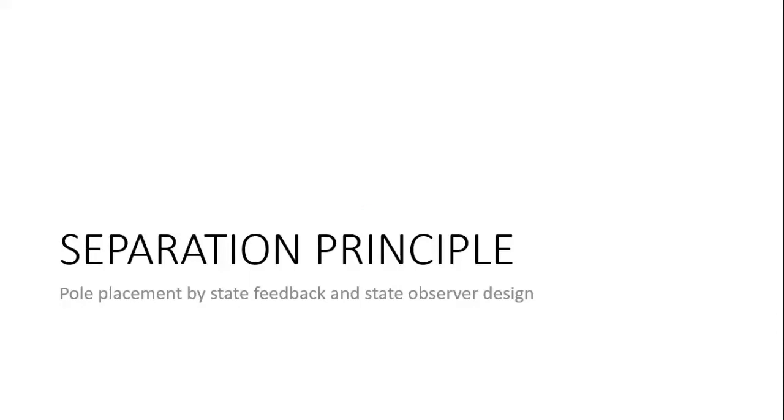So in the last video we talked about the basics of state observers. In this video I will be talking about the separation principle. This principle will be helpful when you are designing a state feedback system for pole placement and when you have states that cannot be observed. In that case you need a state observer.